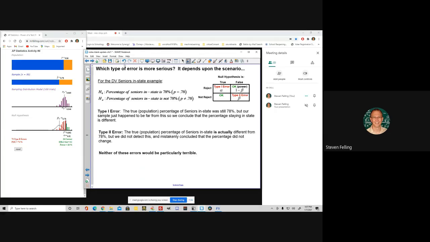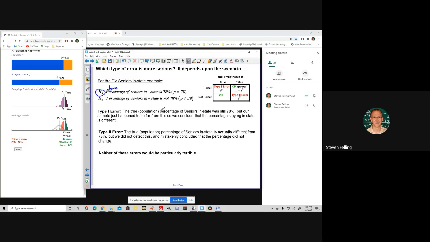So this example we've been looking at is about seniors staying in state for college, right? If we got it wrong, what would a type 1 error be in this case? So if I draw my little box out here, a type 1 error would mean that the null hypothesis is actually true. So this one is true, but we come to the wrong conclusion. So that means that the true percentage of seniors staying in state really is still 78%, but for some reason our analysis concluded that the percentage of seniors staying in state changed or was different or something like that. Okay, not a big deal if we come to that.